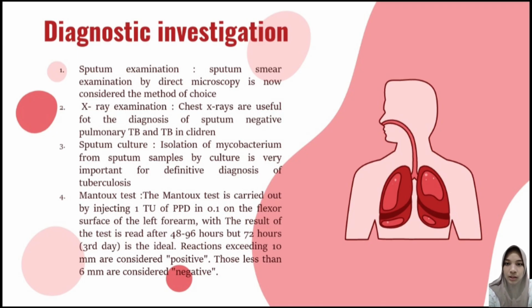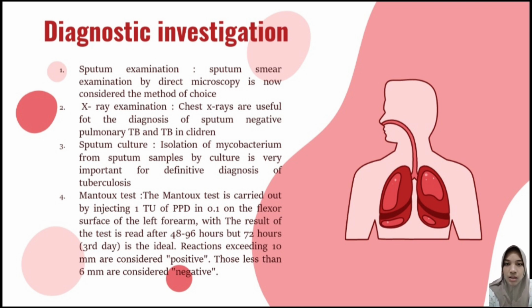Diagnostic investigation. 1. Sputum examination. Sputum smear examination by direct microscopy is now considered the method of choice. 2. X-ray examination. Chest X-rays are useful for the diagnosis of sputum-negative pulmonary TB and TB in children. 3. Sputum culture. Isolation of Mycobacterium from a sputum sample by culture is very important for definitive diagnosis of tuberculosis.